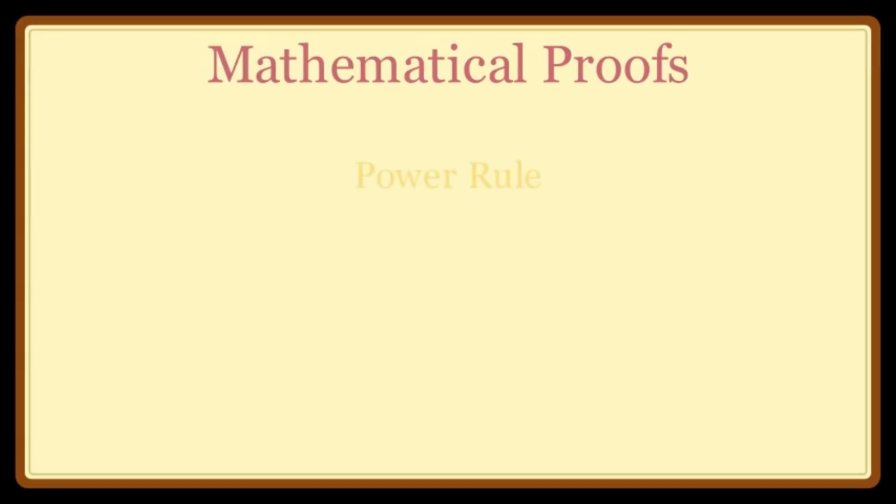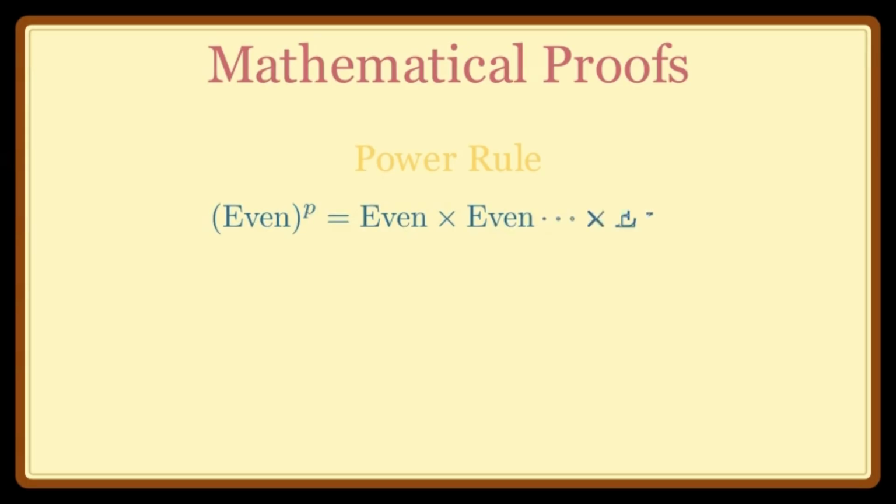Finally, the power. The rule states that an integer raised to a positive integer exponent retains the exact same parity as the base number. Let us prove it. We know that raising a base number to a positive exponent just means multiplying that base by itself over and over again. If the base is even, we are just multiplying even times even times even. We just proved that an even number times anything is even, so the result will always stay even.